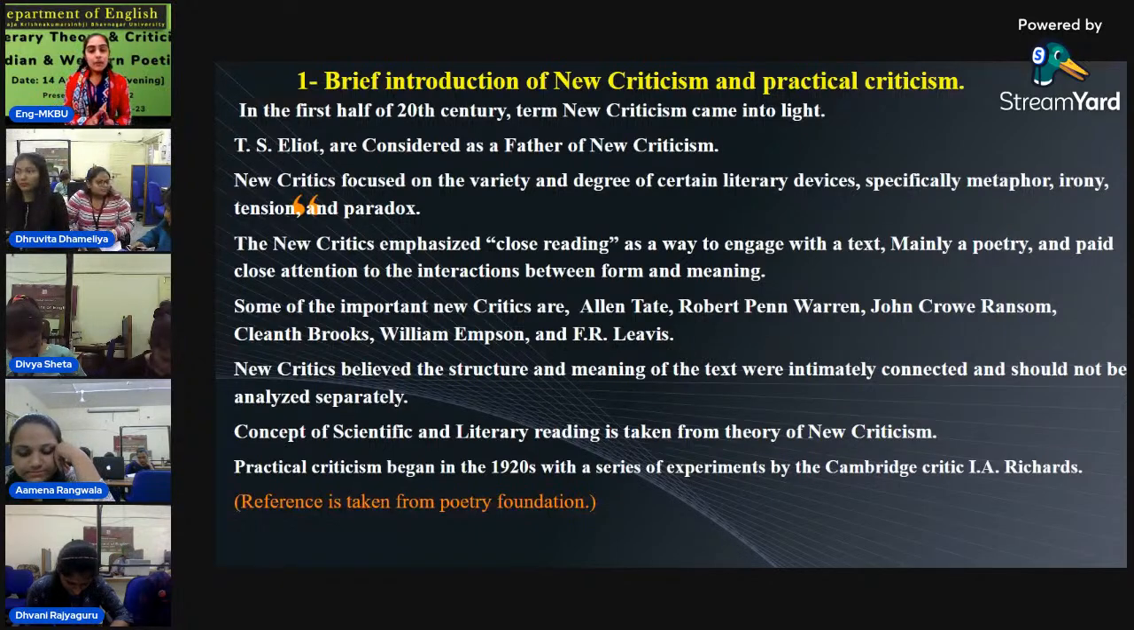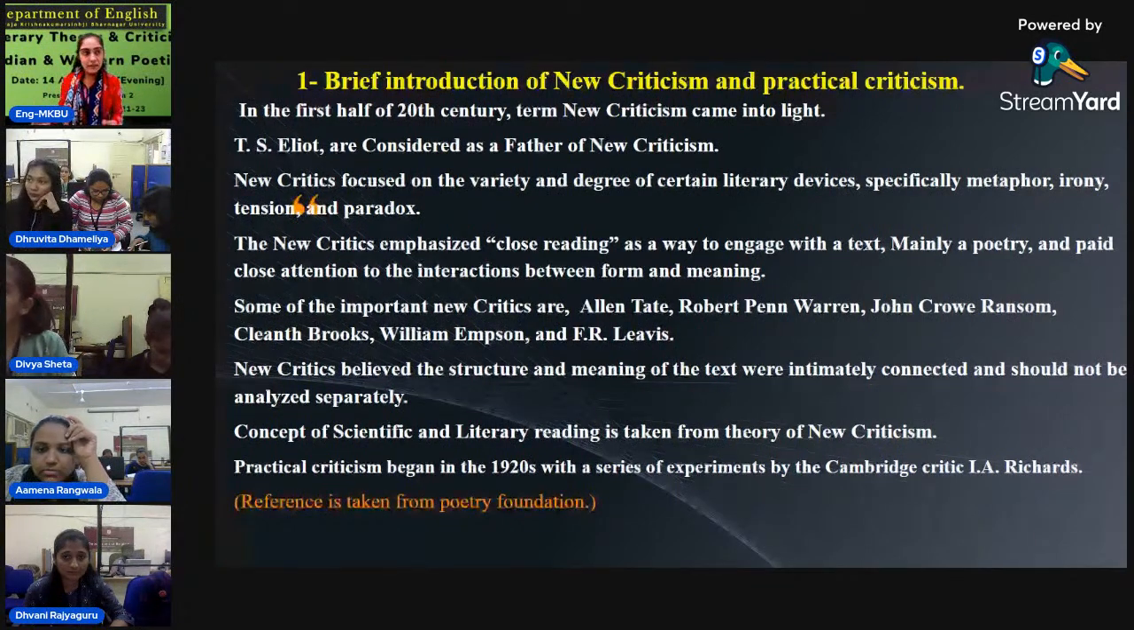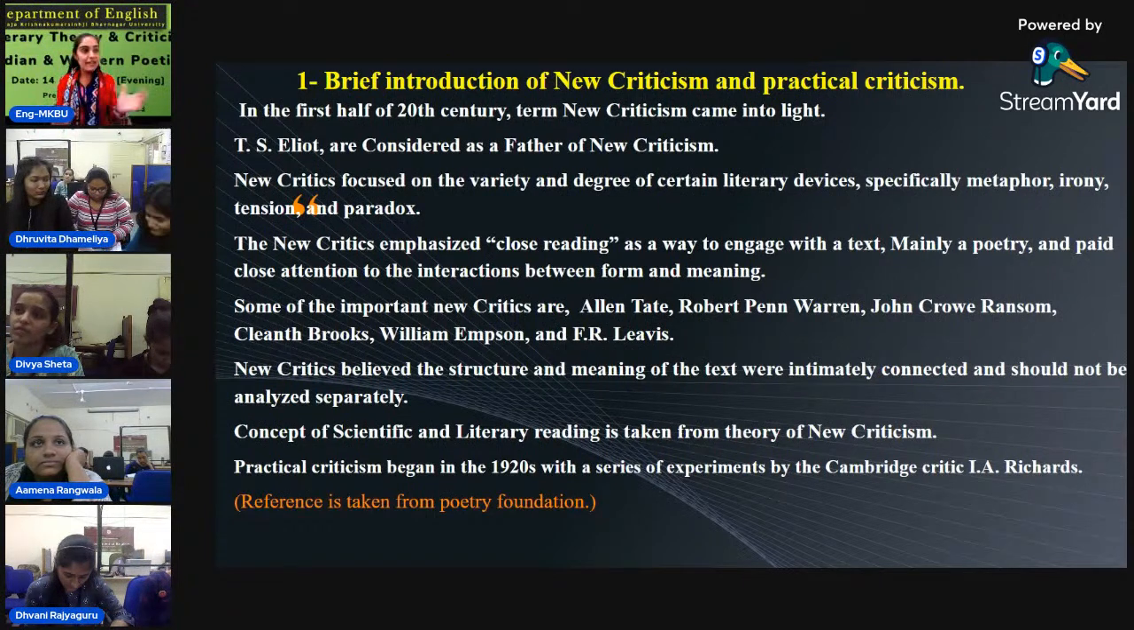In that, I.A. Richards is the one who began practical criticism in the 1920s with a series of experiments at Cambridge University. What he used to do was collect poems, remove the name of the writer, and give them to his students, and then he told them to analyze the poems, so that students can analyze what they understand by the words of the poem, not by the identity of the poet or any other references. This reference I have taken from the Poetry Foundation.